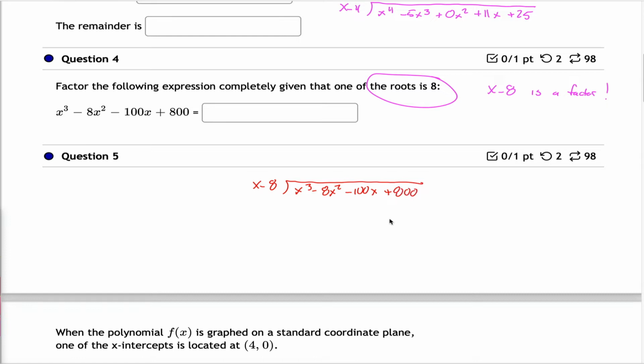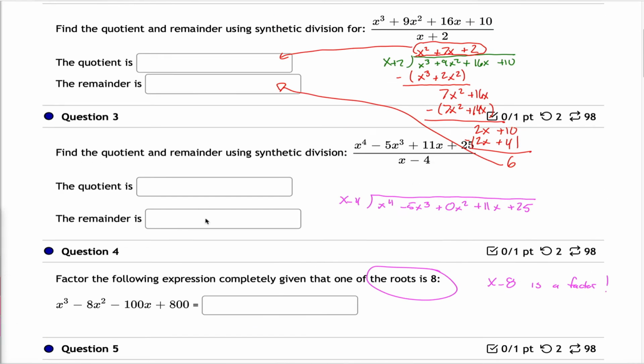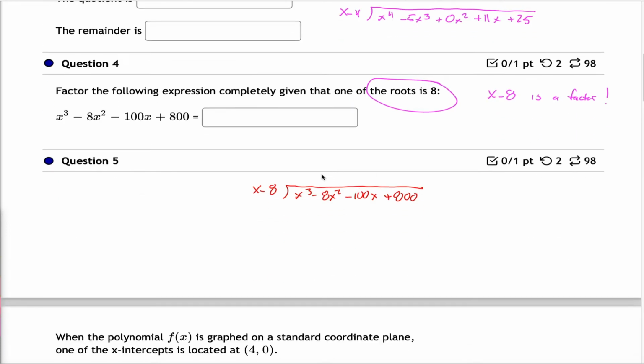Wow, all right. Comment here. When this is on the quiz, don't expect hundreds and 800s floating around. Expect these numbers to be a lot smaller. Another comment here. Because x minus 8 is a factor, that means that x minus 8 must divide evenly into this polynomial. That means that the remainder that we saw in questions 1, 2, and 3 must be equal to 0. So it's a nice built-in check.